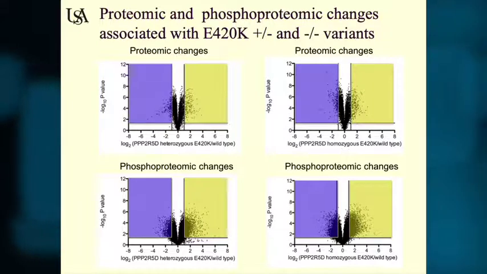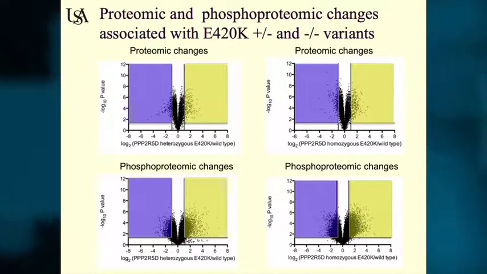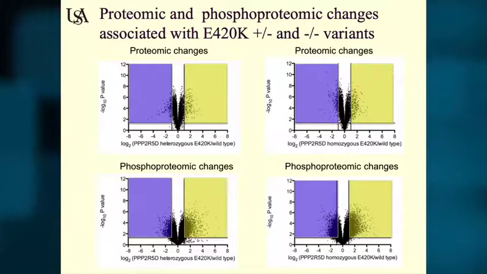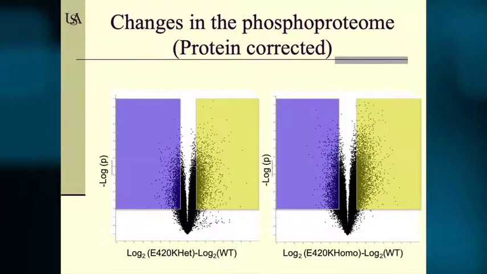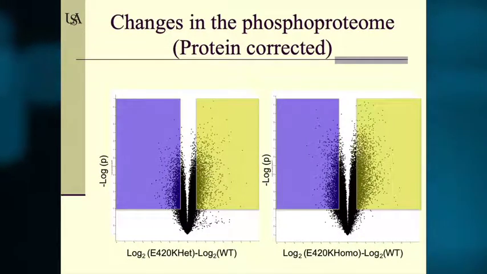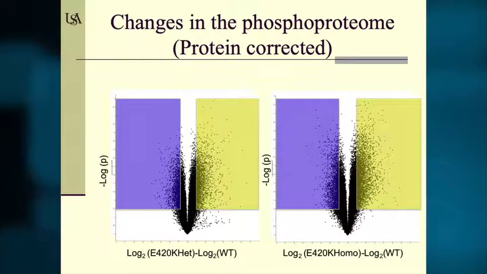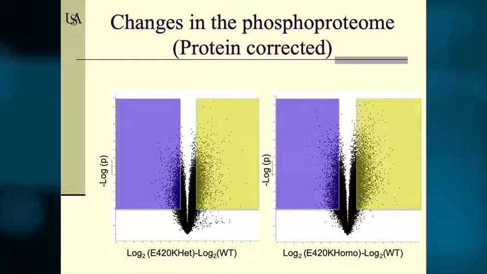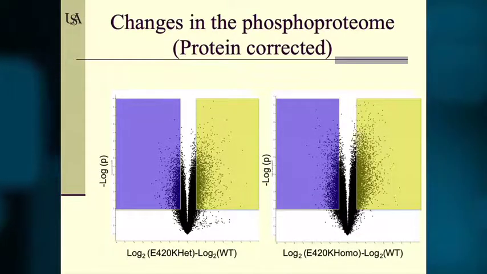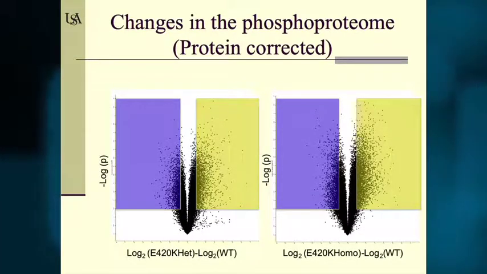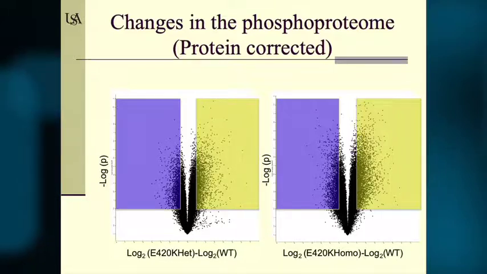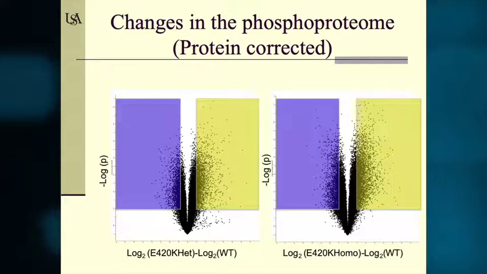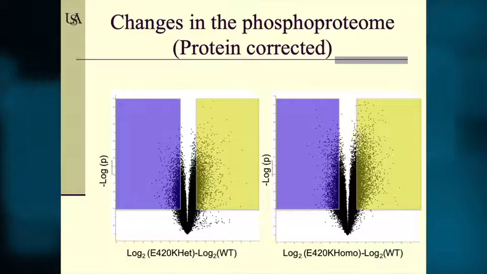And what's striking to me about this is how similar these plots look. And if you look, we have a protein-corrected plot. And for that, what we're talking about is these are changes in phosphopeptides when we've subtracted changes where the protein levels went up or down. And again, there's a lot of similarity. If you look, there's a lot of spots that are actually very close. And so the next step is to validate these.